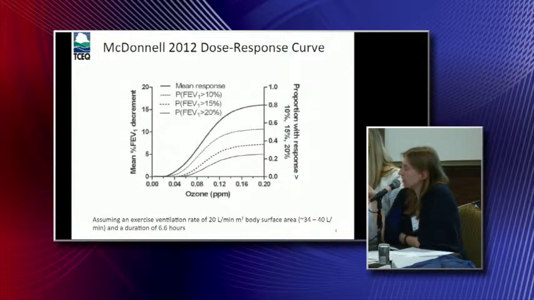You can see the very top line is their mean dose response. The 3 curves below it refer only to that proportion of individuals who have a greater than average response. So they see a greater than 10% FEV1 decrement, or greater than 15%, or greater than 20%. And this is the type of output that we see with the EPA risk modeling. So I just wanted to point out that this is where it came from.